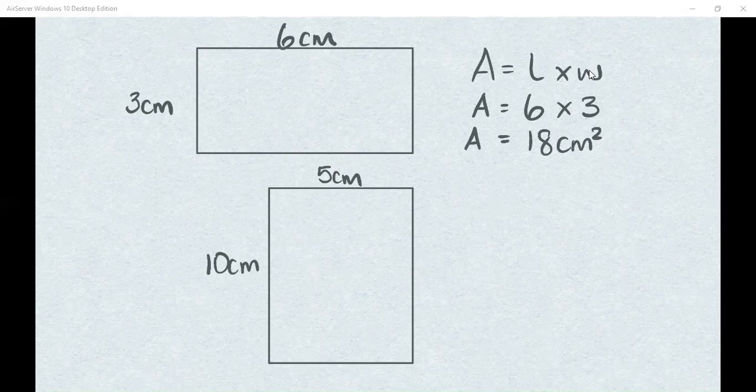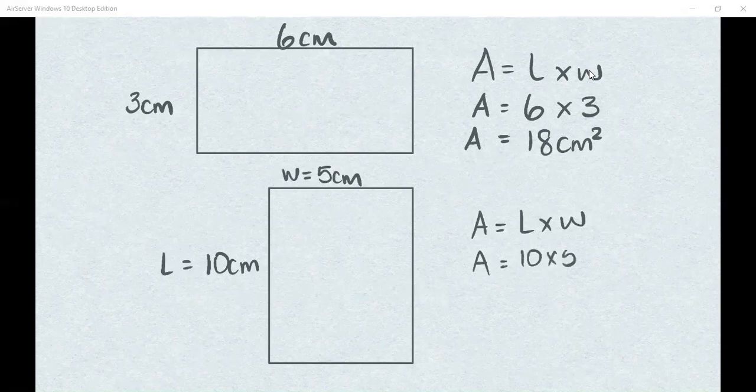So I know that to find the area of this, I need to do length times width. Now the length is 10 and my width is 5. So I'm going to do 10 times 5, work that out, and the answer will give me 50 squared centimetres, because we are measuring here in centimetres and this is also in centimetres. So we have 50 squared centimetres.